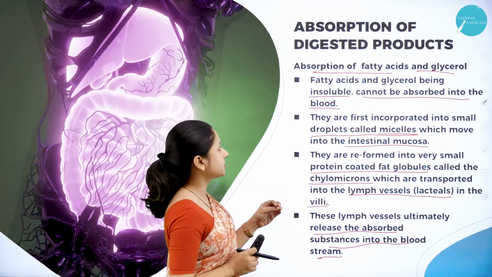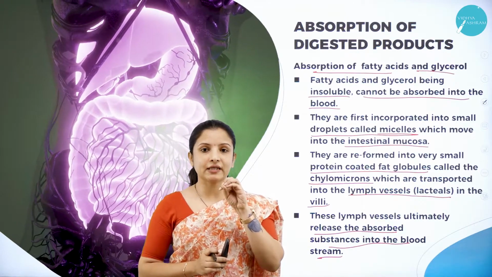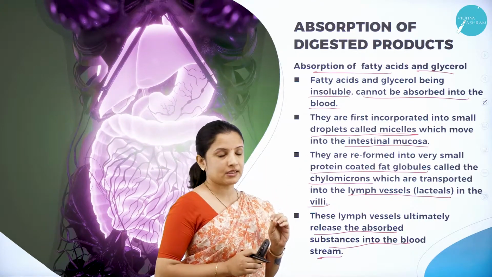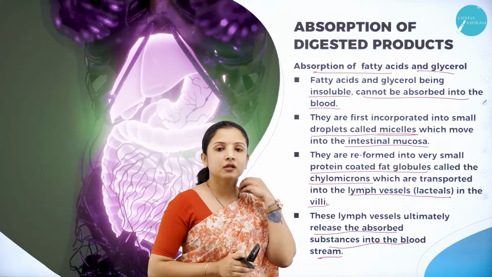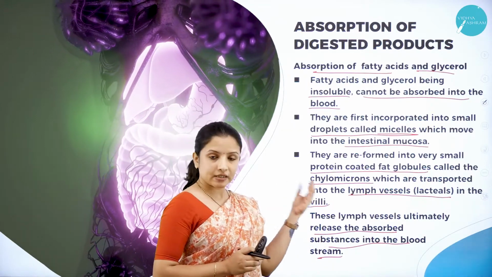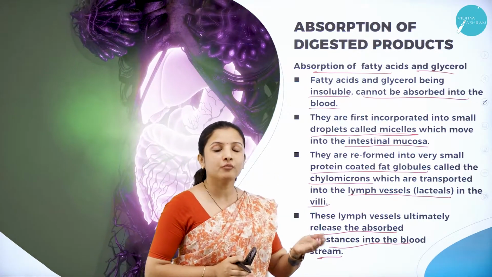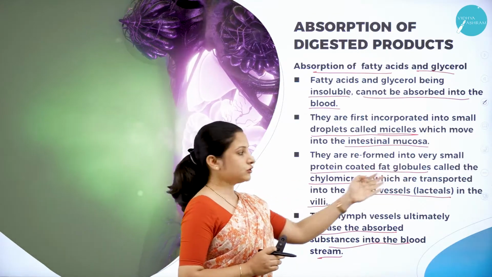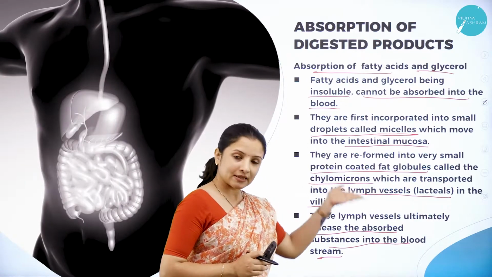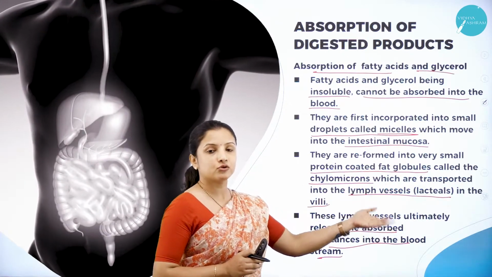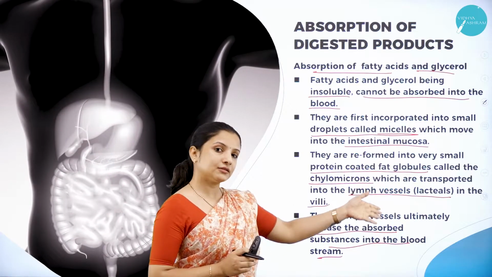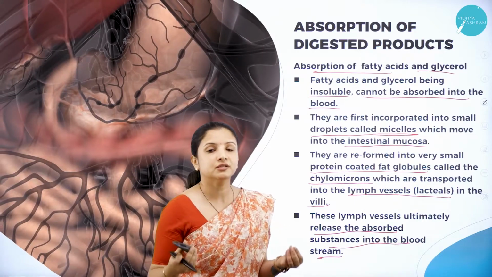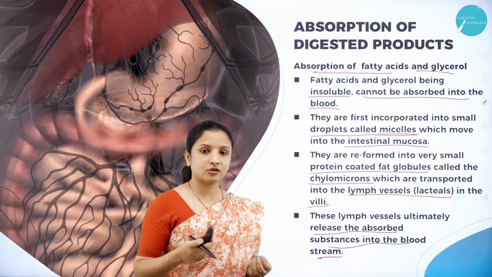So what happens here is, first these oil droplets inside the small intestine form small droplets called micelles. And these micelles later on will move into the intestinal mucosa. In the intestinal mucosa, they again reform into protein-coated lipid droplets, or lipid globules, or fat globules called chylomicrons. Then these chylomicrons will enter into the lymph vessels. From the lymph vessels, they will be absorbed into the blood, and then the blood will carry them to different organs. So this is how the absorption of the fats and the glycerols will occur.